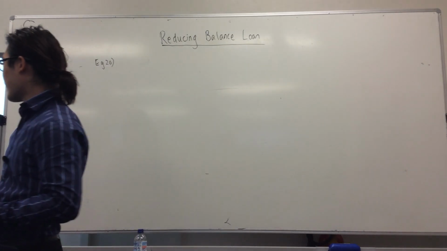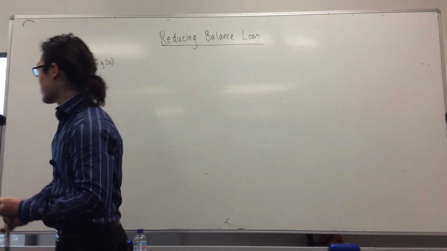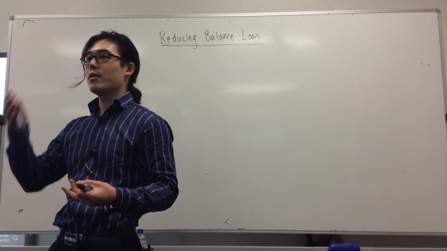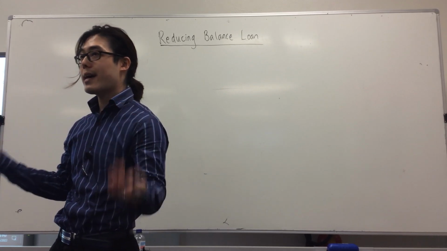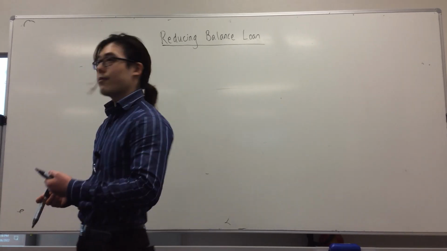Example 20, Trang borrows $8,000 over 3 years to buy furniture. Interest on the loan is 1.2% per month. So they were generous enough to give you the per month interest, not per annum, where you've got to convert it. Monthly repayments are that. Find the amount owing after 1 month.